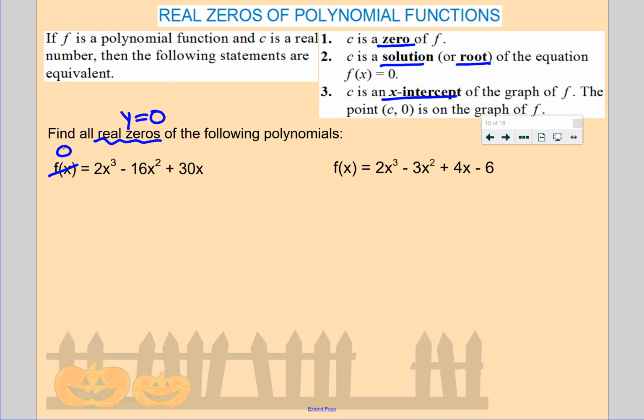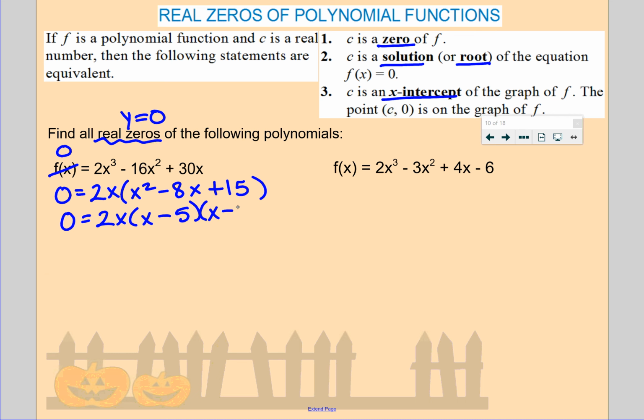Okay, so 0 equals 2x. If I factor out a 2x, what am I left with? x squared minus 8x plus 15. Okay, now look in that parentheses. Does that factor any further? Two numbers that multiply to 15 and add to negative 8, what are they? Yep, negative 3, negative 5.